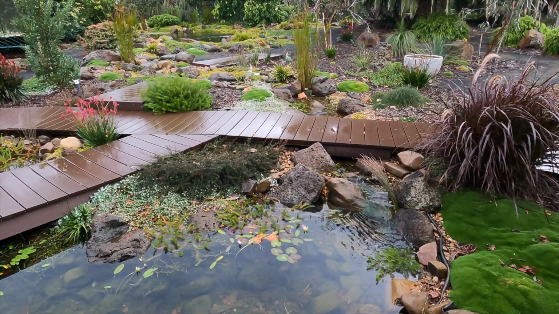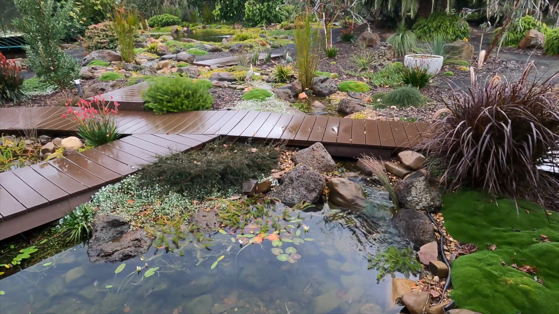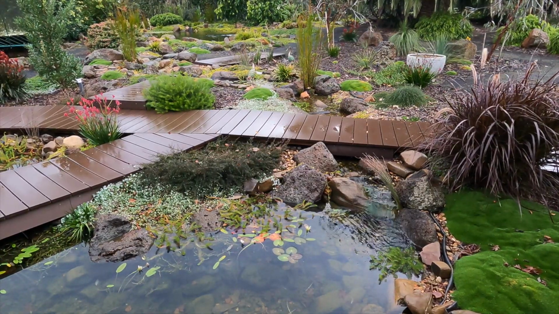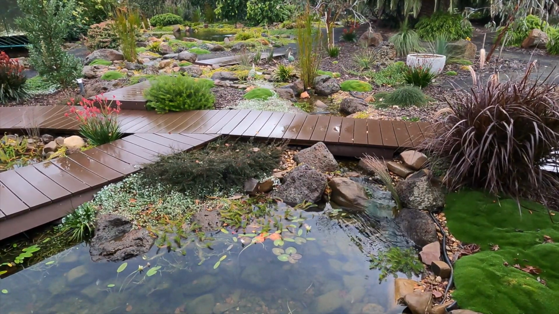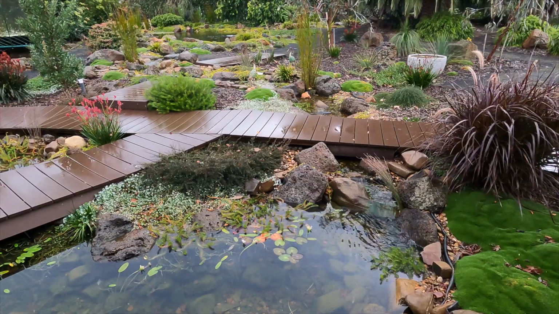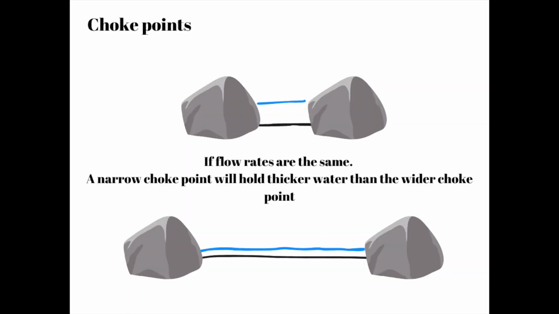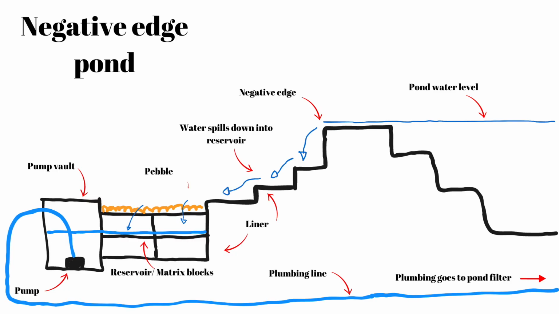I have other videos on how much water you need for waterfalls and streams, as well as guides on my website. You can also widen your choke points so that the water flowing over them is thinner. This is particularly useful on a negative edge system where the pond is large. The difference between an inch of water over the surface area of an entire large pond can be significant. This will reduce the size of your reservoir needs.